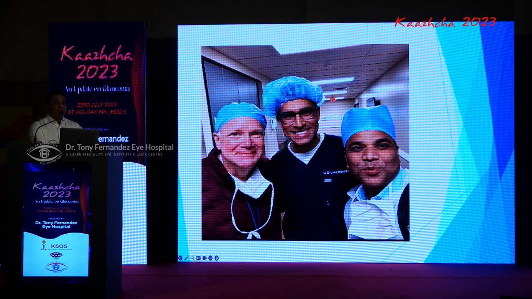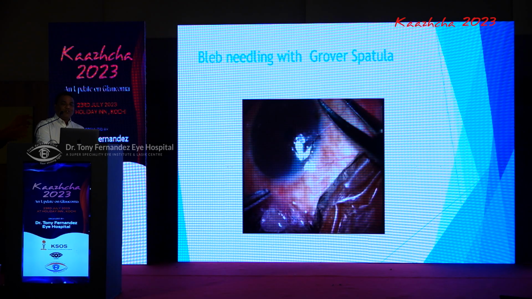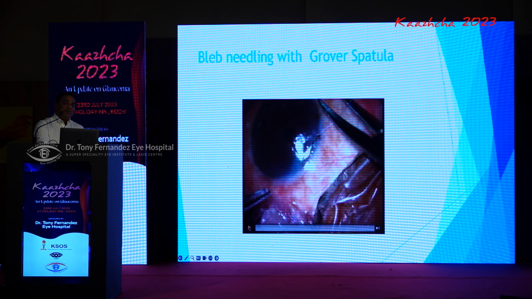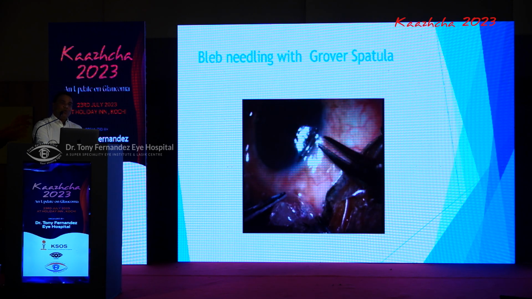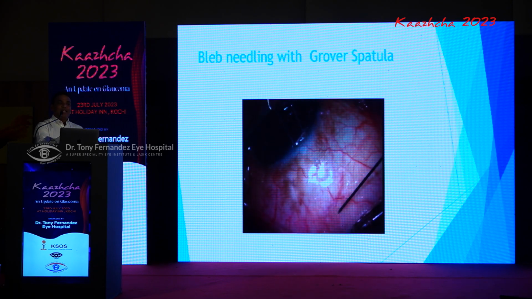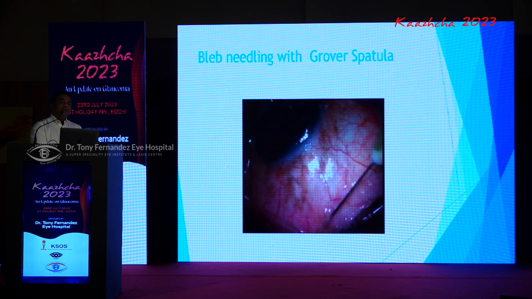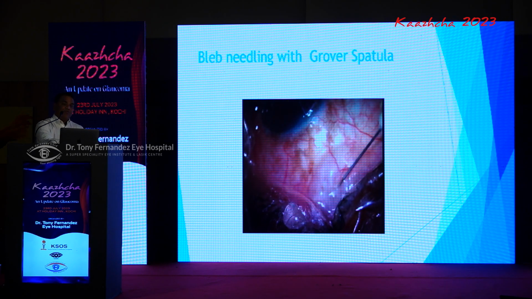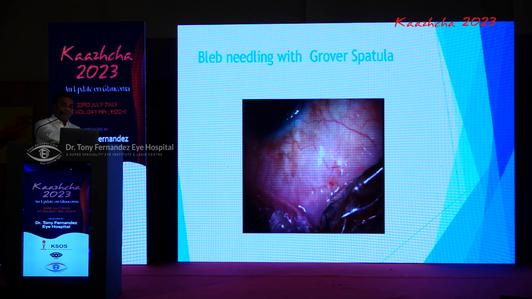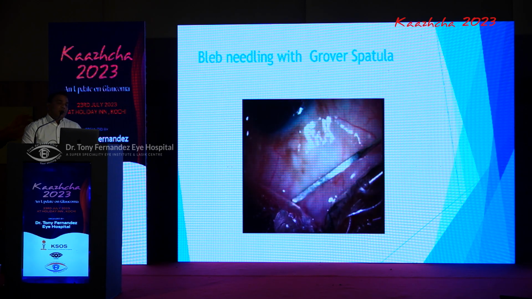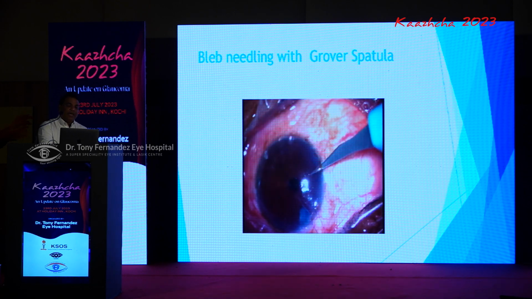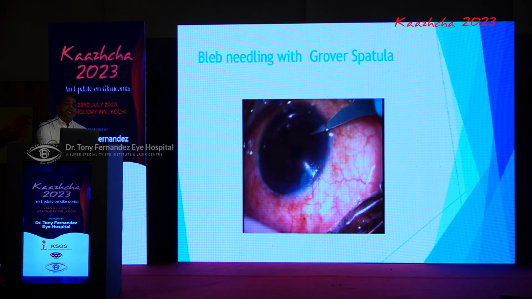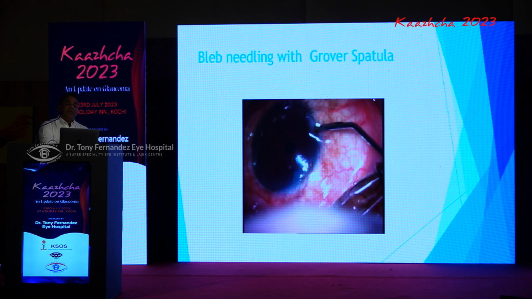This gentleman is Devendra. He is very innovative. He designed a lot of instruments, and he developed this spatula. It's called the Grover spatula. In this technique there is a good advantage. Instead of touching the conjunctiva, you are doing the bleb needling from the inside, from the anterior chamber to the subconjunctival space. In a similar way, you put the subconjunctival mitomycin C and spread it posteriorly. Only here we have to make the side port.